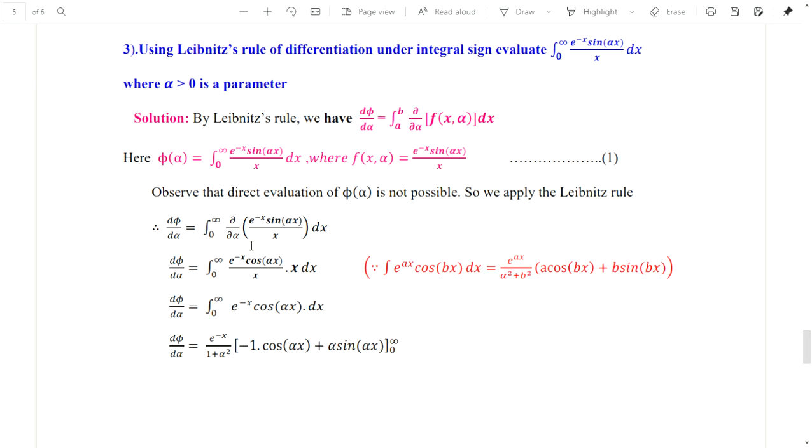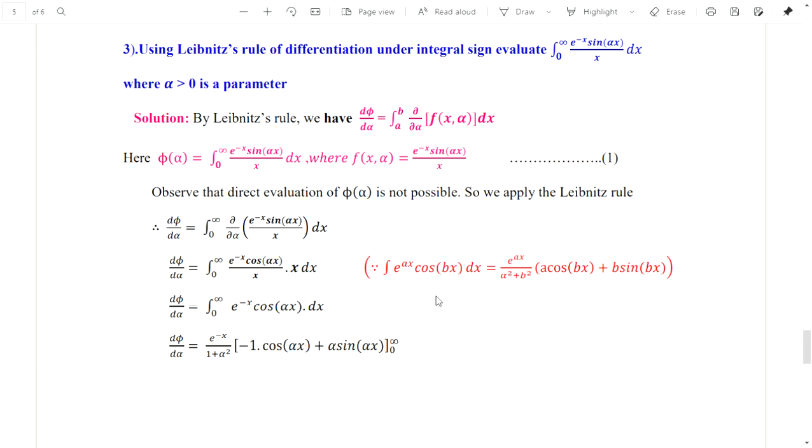First, we have to do partial differentiation with respect to alpha. So e to the power minus x by x is constant. Differentiation of sine alpha x with respect to alpha is cos of alpha x into x, since we are differentiating with respect to alpha and x is treated as constant. That x and x will get cancelled and we will be left with the integral from 0 to infinity of e to the power minus x into cos alpha x into dx.